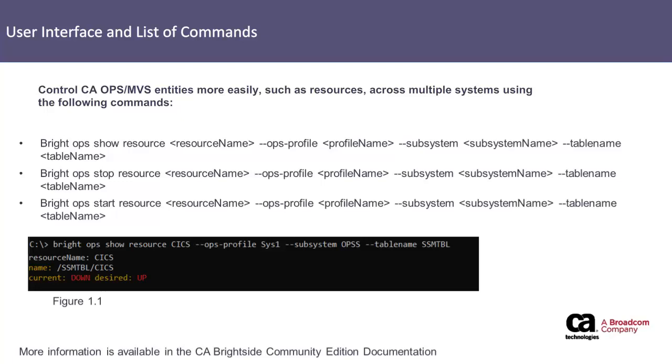Figure 1.1 shows an example of the show resource command where CICS is the resource name, SYS1 is the profile, OPSS is the subsystem name, and SSMTBL is the table name. This command returns the path to the resource as name, and it shows the current status as down and desired status as up.